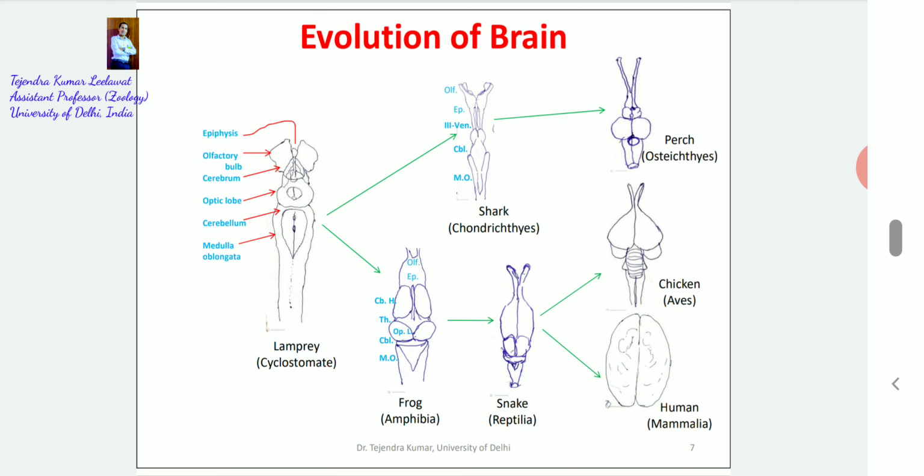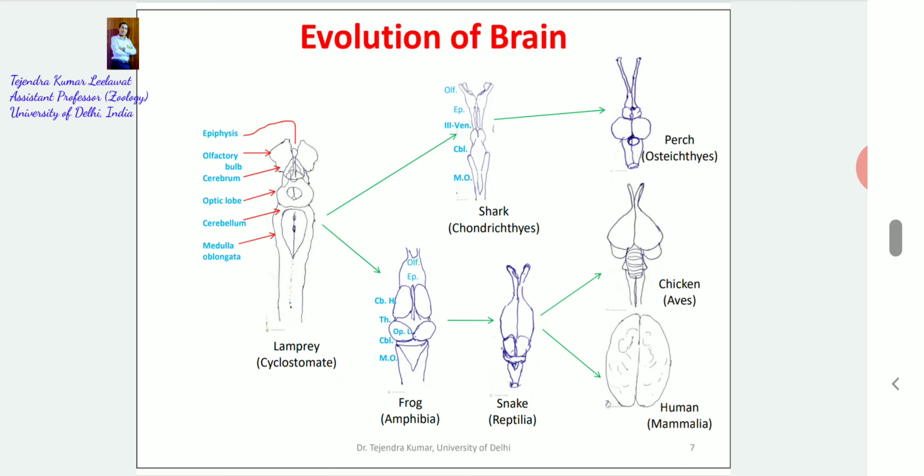that from cyclostome to Pisces and cyclostome to amphibian, reptiles, aves and mammalia, if you go through here, then you will find that a portion of cerebrum is continuously enlarging, whereas the portion of olfactory lobe or olfactory bulb, olfactory structures, or we can say that rhinencephalon is continuously reducing. So one portion is reducing, that is rhinencephalon, and another portion is continuously enlarging, that is cerebral hemisphere.